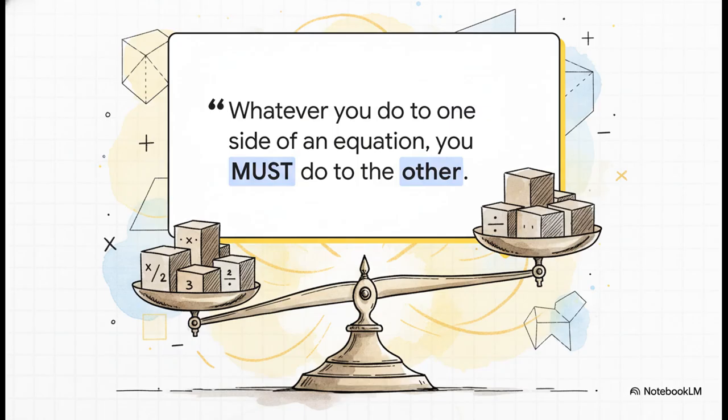Okay, now before we solve a single problem, we have to talk about the most important rule in all of algebra. I mean it, the golden rule. I want you to picture an equation like a perfectly balanced scale. If you add a little weight to one side, what happens? It tips, right? So if you do something to one side of an equation, you absolutely must do the exact same thing to the other side to keep it balanced. This rule is 100% non-negotiable.